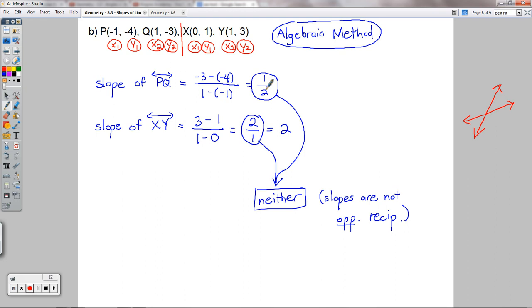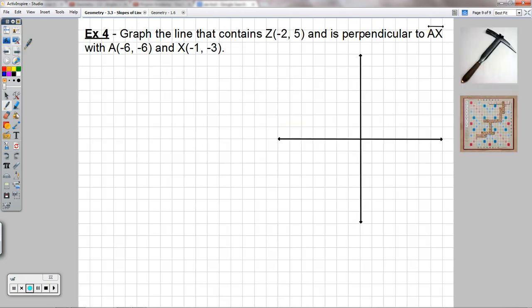So that's the difference there. That's why I did one like that, where you had reciprocals but not opposite reciprocals. And then finally, example 4, graph the line that contains Z at -2, 5.